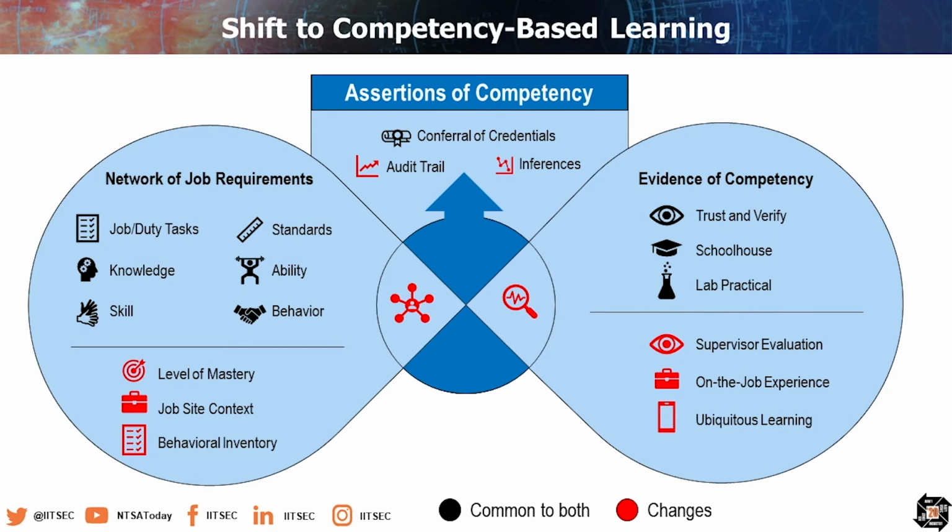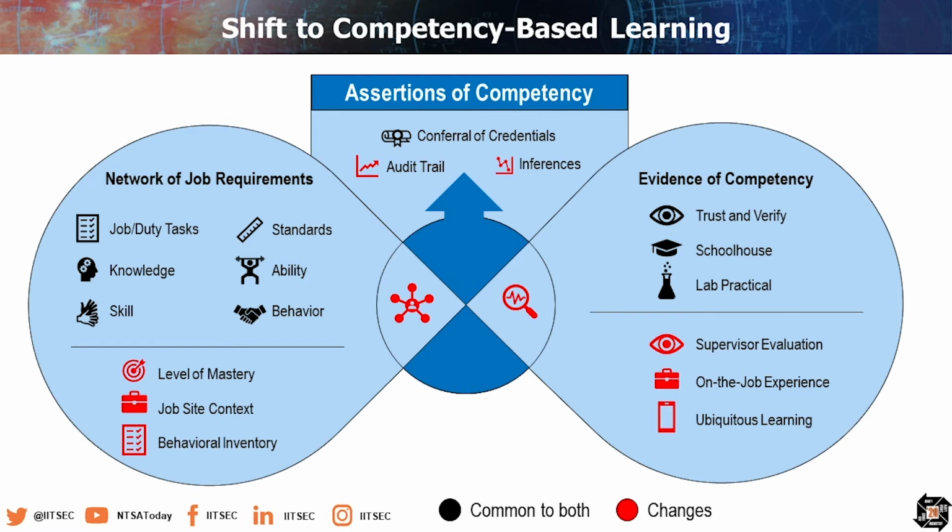Similarly, instead of just doing assessments and comparing grades, we are collecting evidence of competency because we're trying to drive towards mastery. That can include that same trust and verification of instructors and empowered individuals, schoolhouse tests and lab practicals, but it can also include supervisor evaluations, on-the-job experience, and the inclusion of what we call ubiquitous learning, which is things that you can do on your mobile phone or on YouTube or online, all those other things that you can now do to help bolster your learning and improve your competency, which was just sort of done in the background in the past, but now we're actually going to be able to help students optimize learning experience by capturing that kind of data.